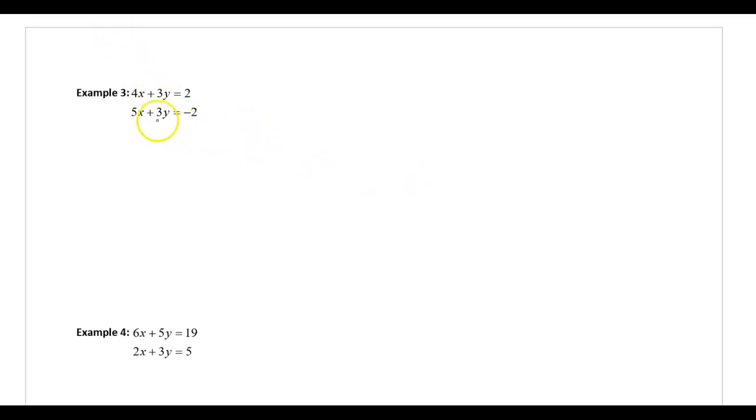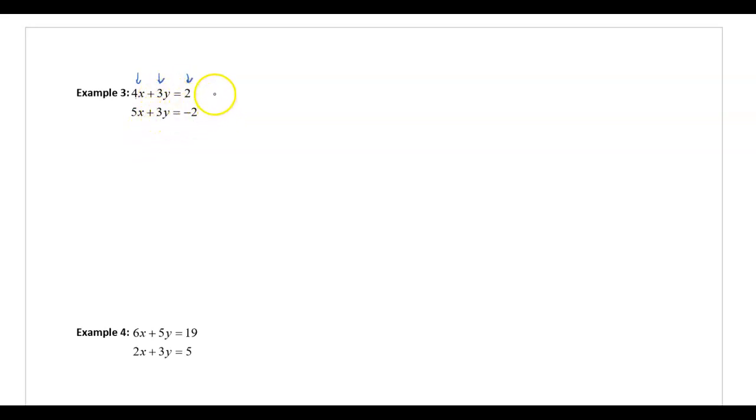So right away when I look at this, I have 4x plus 3y equals 2, 5x plus 3y equals negative 2. They're both in standard form. My x's are aligned, my y's are aligned, my constants are aligned. But here's the thing. If I add the x's, I don't get 0. If I add the y's, I don't get 0, right? So what do I do?